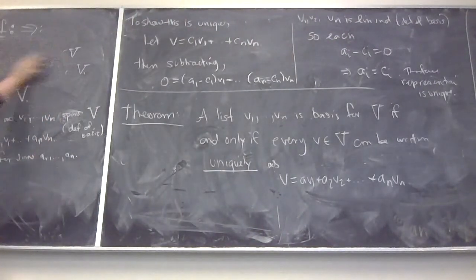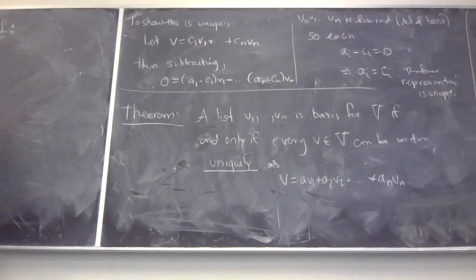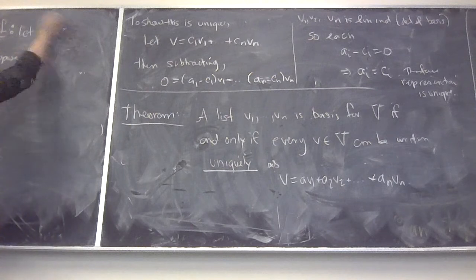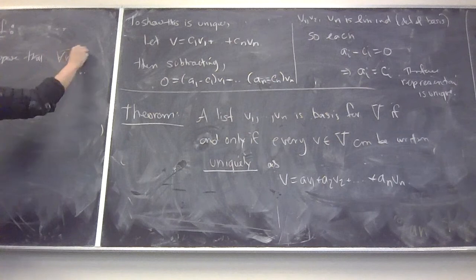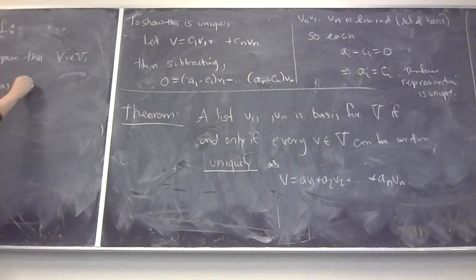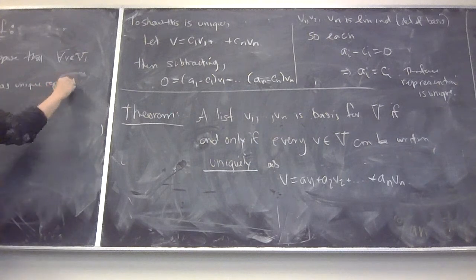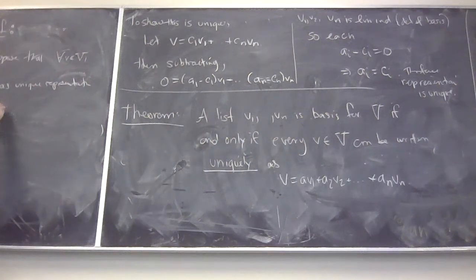All right, let's go the other direction. Let v be an arbitrary element of V, and suppose that for all v in V, v has the unique representation v equals a1 v1 plus through am vm. Every v in V can be written uniquely as a1 v1 through am vm. This is not the hard direction of this argument. What can we conclude from the fact that every v can be written like this?